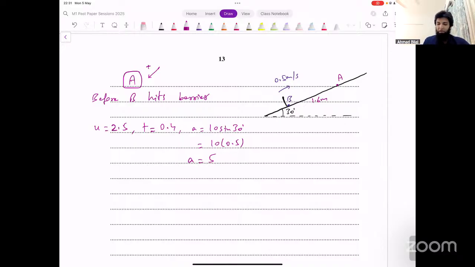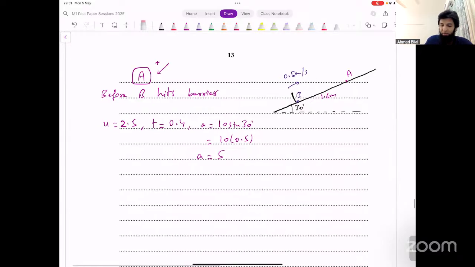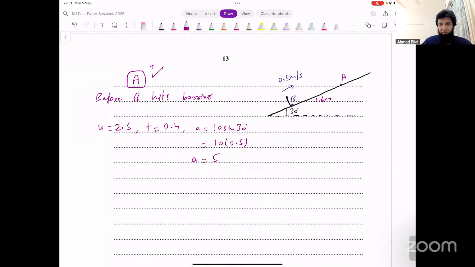However, A is moving downwards, so we are taking 5 here. If B is moving upwards, that will have to be taken as minus 5 later. But for now, let's just find the displacement for A from the starting point. What's the displacement going to be? S equals ut plus half at square. We can use that.